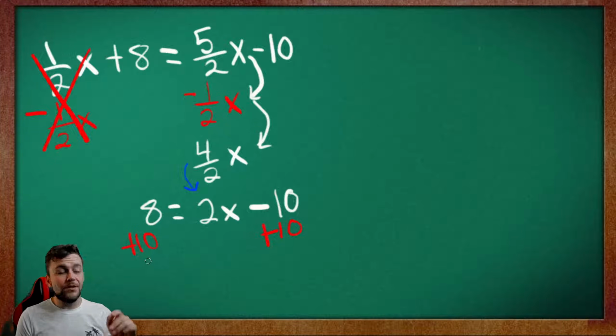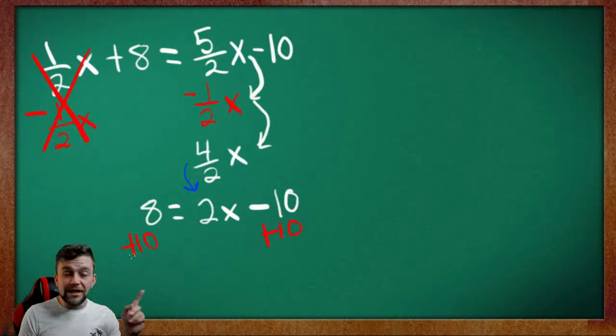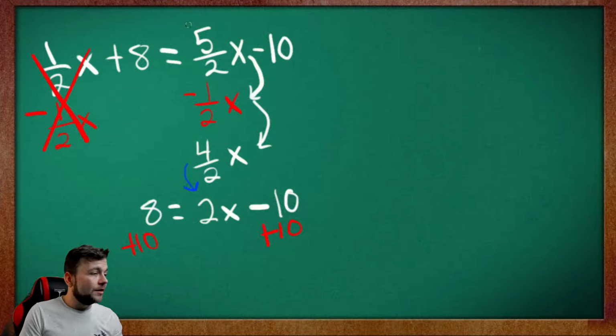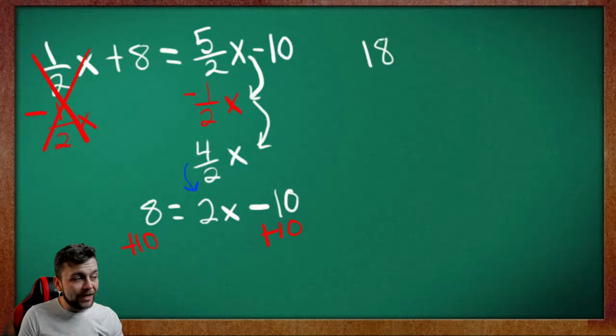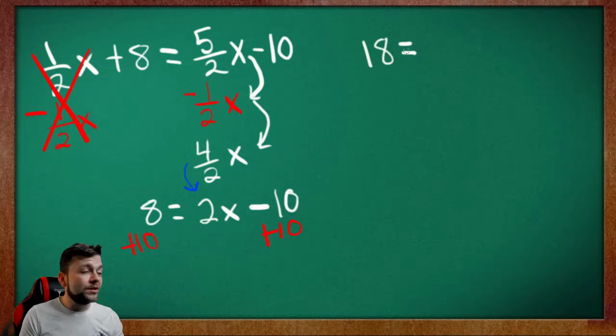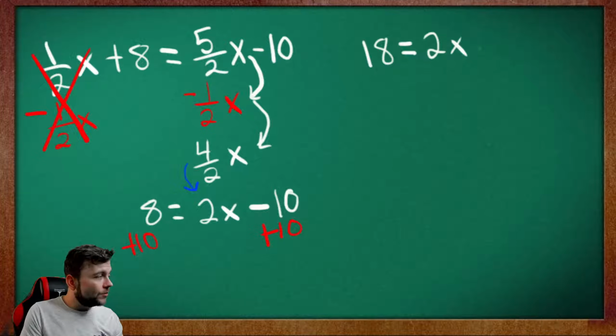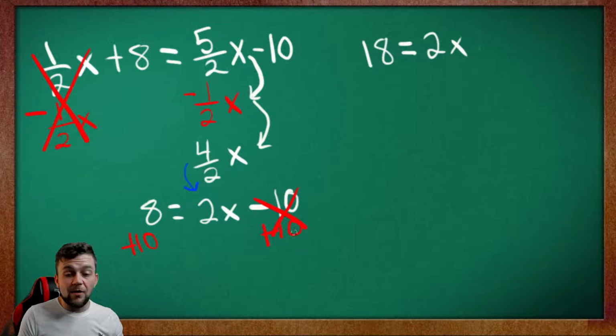Okay? So what is 8 plus 10? Nice and easy. We have 18, and that equals 2x. And what happens to our minus 10 and our plus 10? They cancel out into a 0. We don't need to write that again.